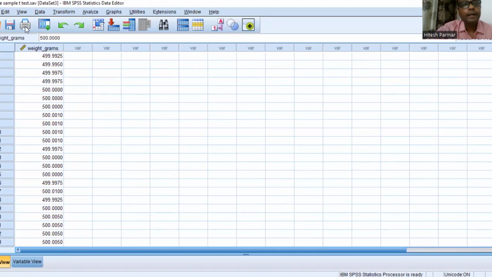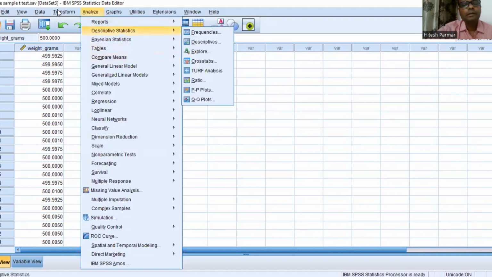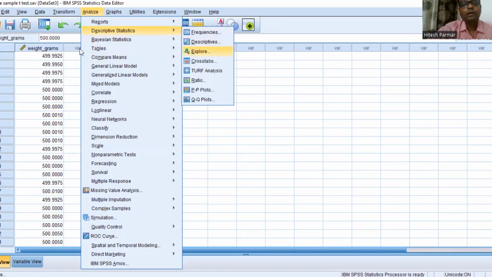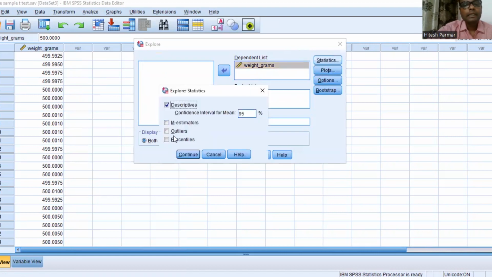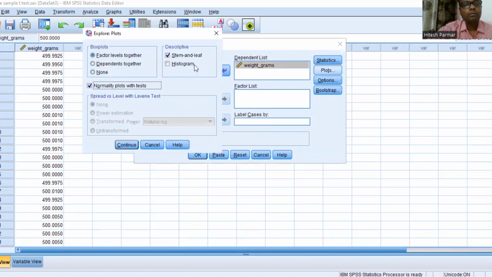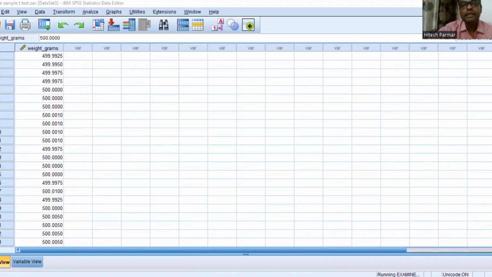As it is a parametric test, we need to check the normality. So we need to click on Analyze, Descriptive Statistics, and now you all are aware, Explore. We need to shift weight underscore gram into the dependent list. Statistics, outliers, continue, plots, normality plots with histogram, continue, and okay. And our result is ready. Let me share the result file also.